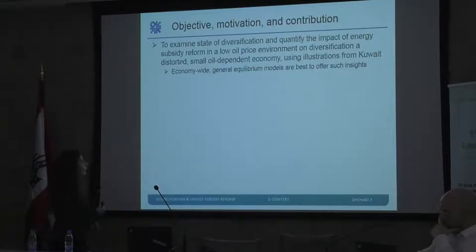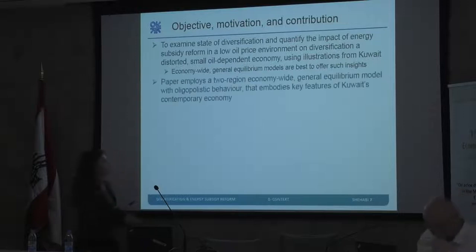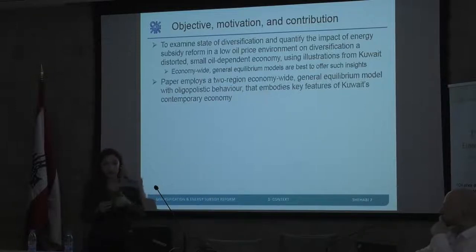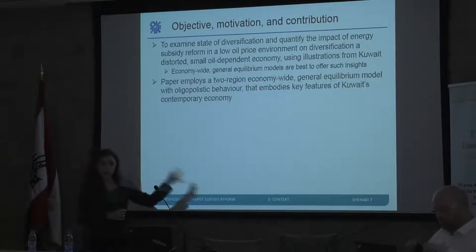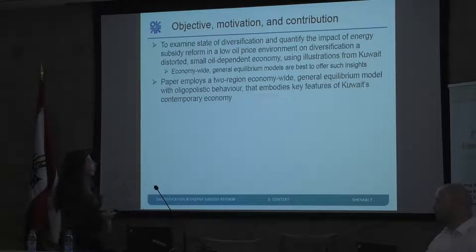I'm going to be doing that using an economy-wide general equilibrium model, because these models have been shown to be the best at examining the effects of policy and shocks. They show aggregation from the macro side, but also linkages between industries, and when we have first and second effect impacts because of distortions, you can capture that in an economy-wide general equilibrium model.